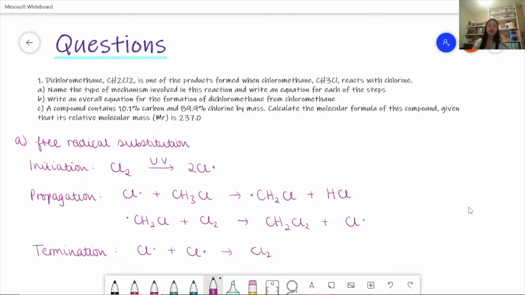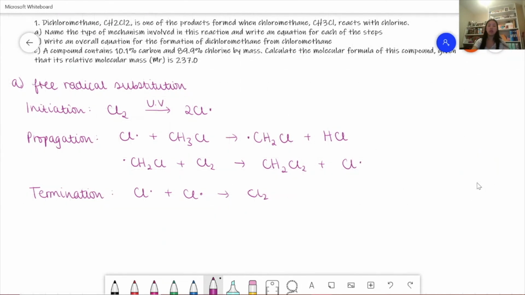or we can react together a chlorine free radical and this CH2Cl free radical, and that will also form this dichloromethane, or we can react these two CH2Cl free radicals together, and this will form ClCH2CH2Cl. And so these are our three steps.